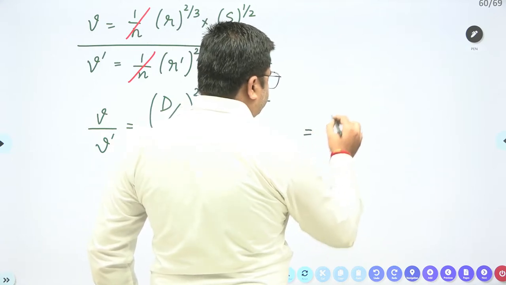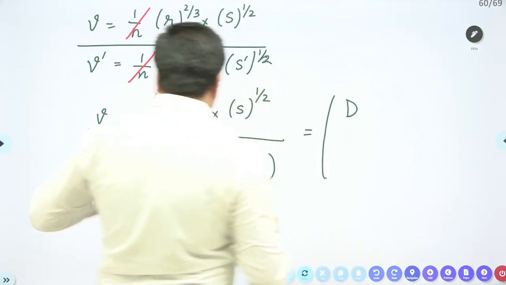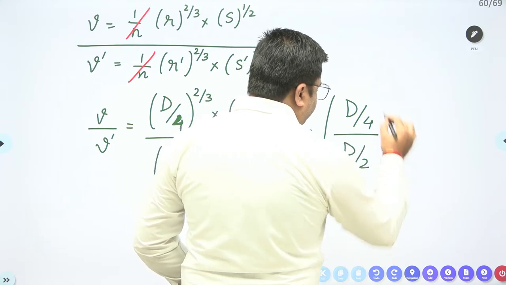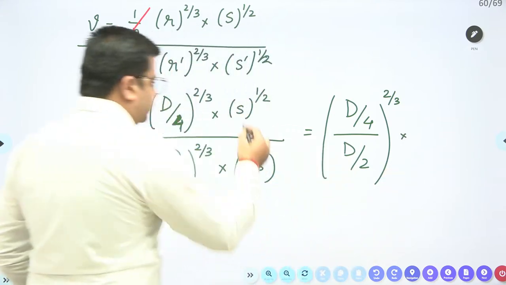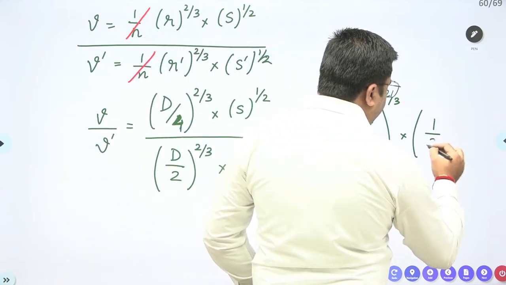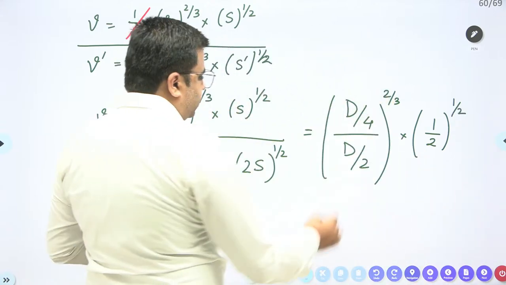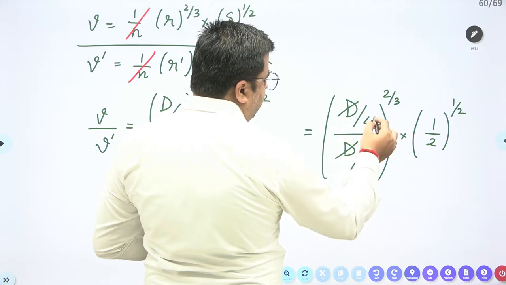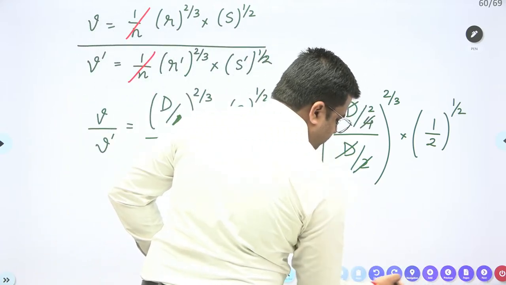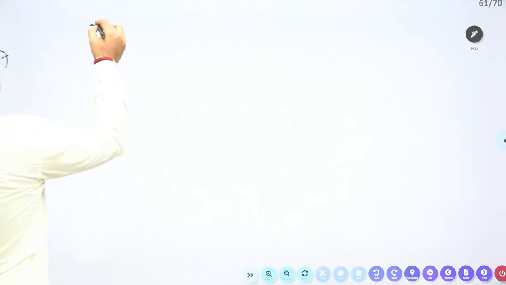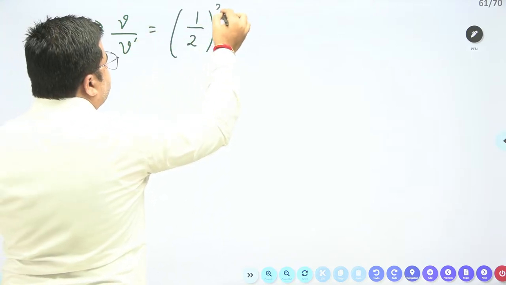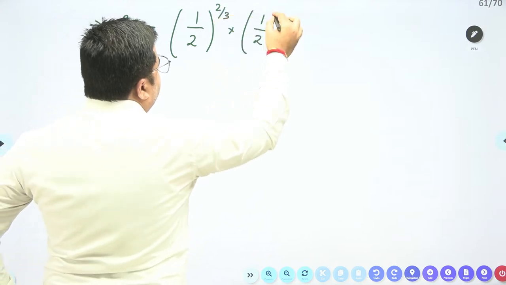You are going to have d by 4 by d by 2. So this is d by 4 by d by 2 raised to the power 2 by 3 multiplied by this, and s and s cancel out. So you have 2s raised to the power 1 by 2, so 1 by 2 raised to the power 1 by 2, right? So this d and d cancel out. You have 1 and 2, so this is also 1 by 2. So you have v by v dash is equals to 1 by 2 raised to the power 2 by 3 into 1 by 2 raised to the power 1 by 2.